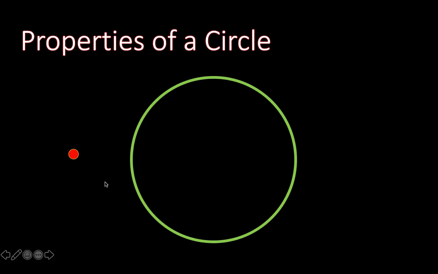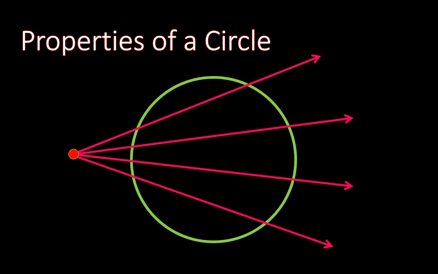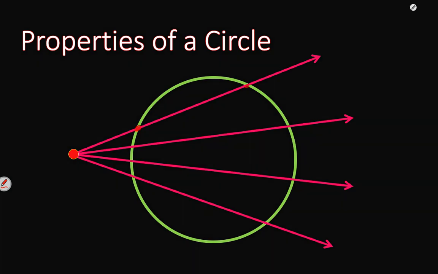Let's talk about this line right here. This goes through my circle. It's called a secant line, but we're not actually worried about those right now. All of these lines are secants because they touch my circle in 2 different places. 2 different spots makes it a secant line, and we're not really all that interested in secant lines.